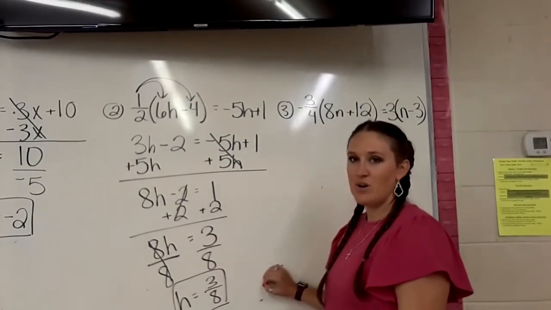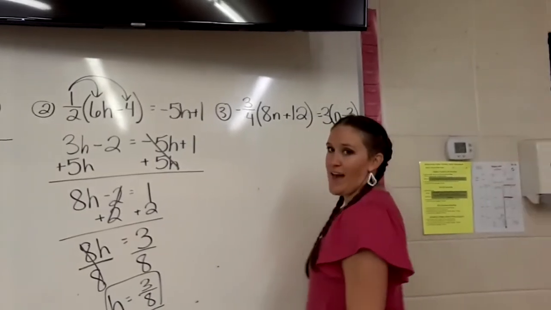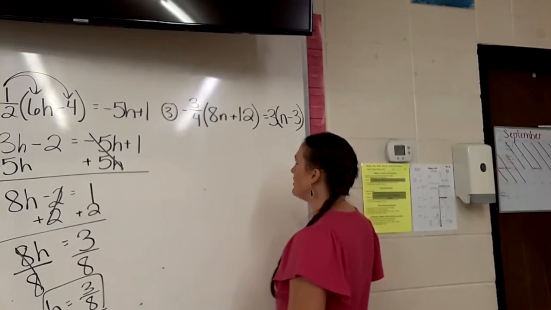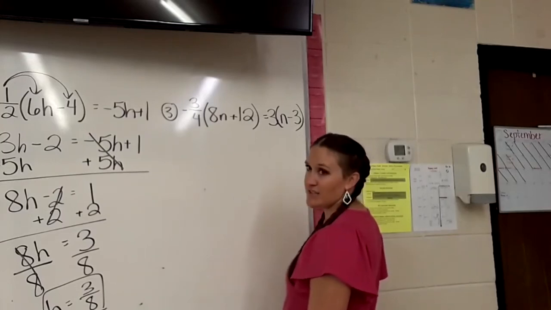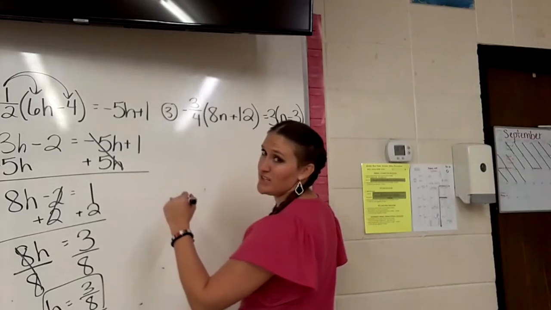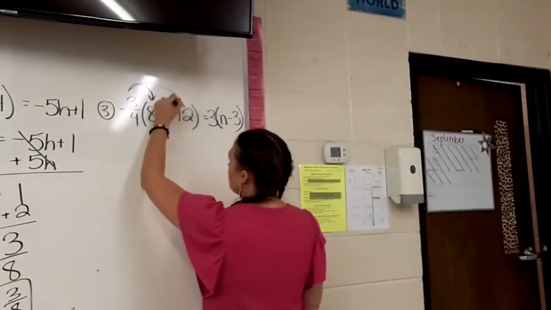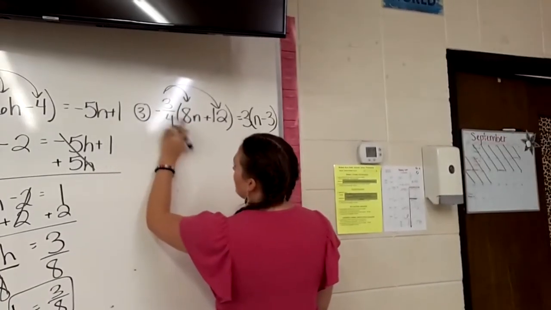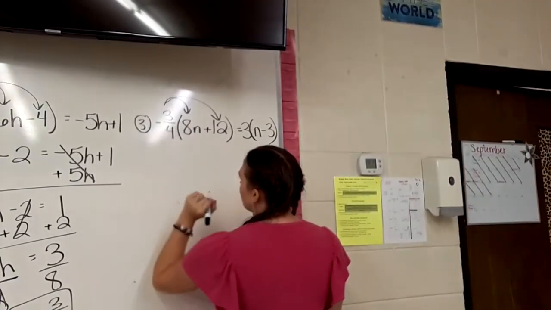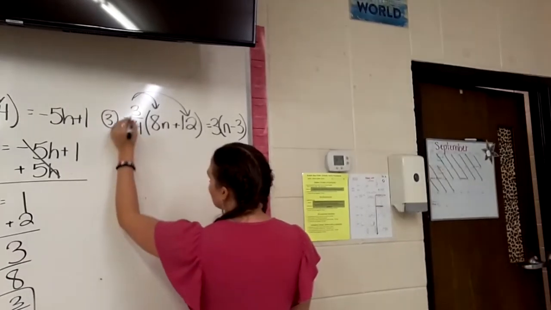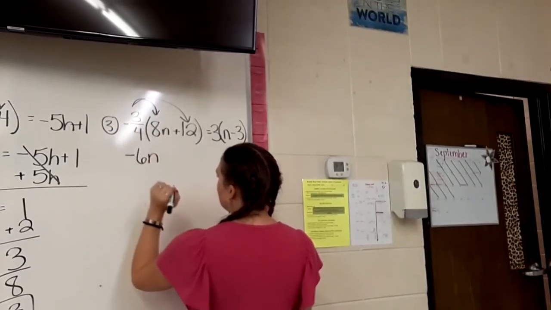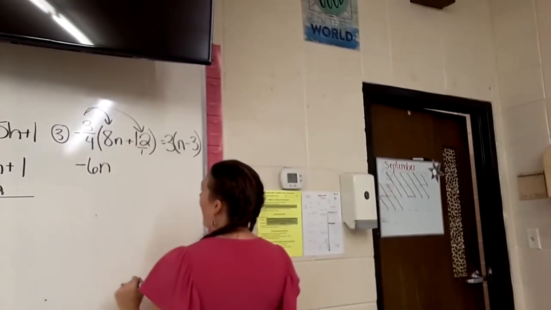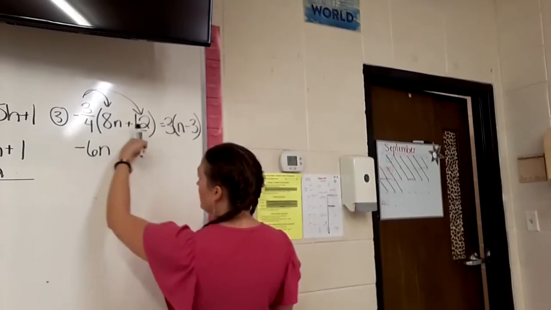Okay, last one, number 3. We have negative 3/4 times 8n plus 12 equals 3 times n minus 3. So we got to get rid of all these parentheses. So on this, I would take it as 8 over 1. 3 times 8 is 24. 24 divided by 4 is 6. So that is negative 6n. Then we have 3 over 4 with 12 over 1. I would cross cancel on that one with 4 and 12.